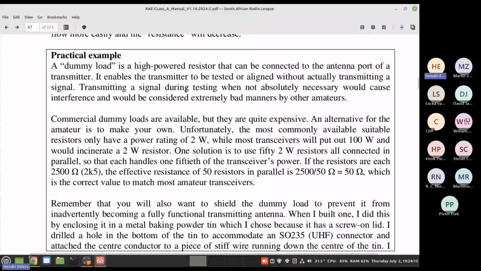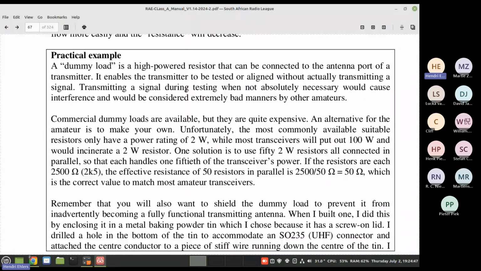So the dummy load is a high-powered resistor. We connect it instead of an antenna so that we don't transmit when we want to set up our system, tune our tuner and our transmitter, and set the wattage and things like that, so that we don't disturb other people. But dummy loads are expensive, so you can build your own.